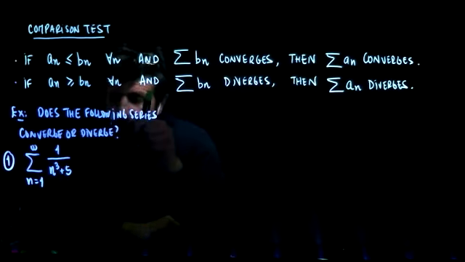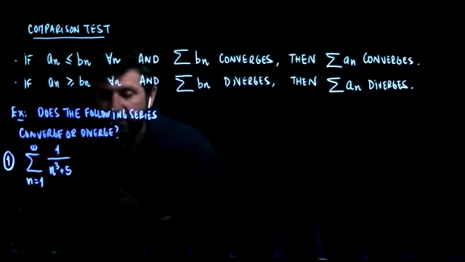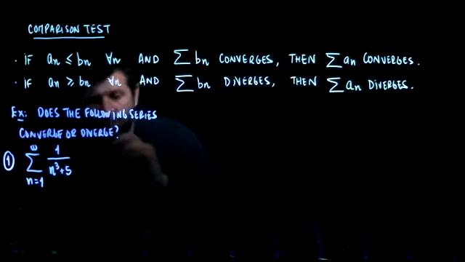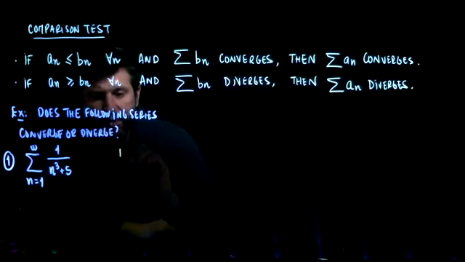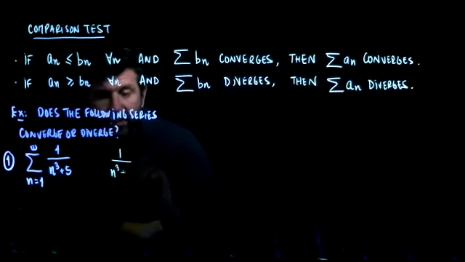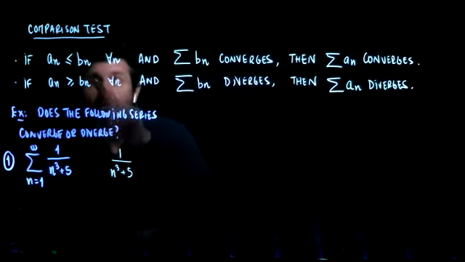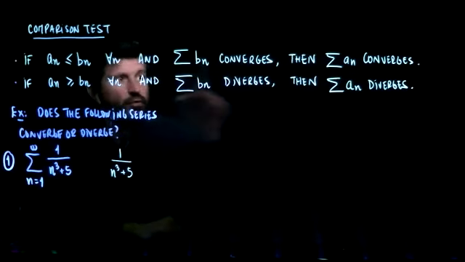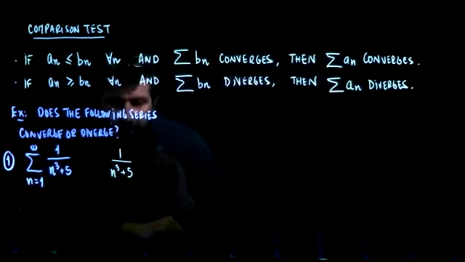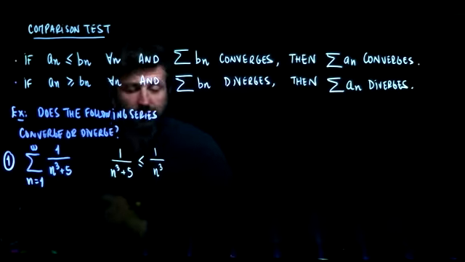Okay, you're very close. You had a very good idea there. Look at what I'm going to do. I'm suspecting that it converges, so I need to find a bigger series that converges. Well, 1 over n^3 plus 5 is definitely smaller than 1 over n^3. That's for sure. This is true.